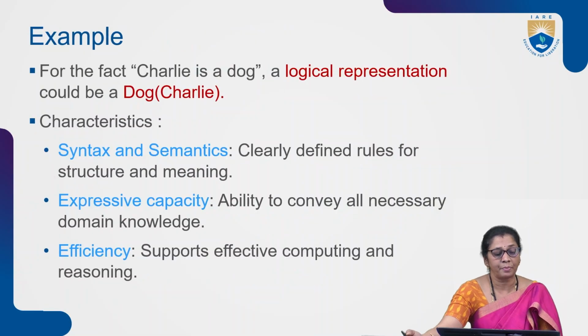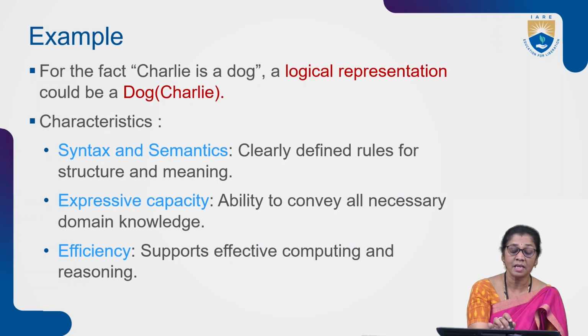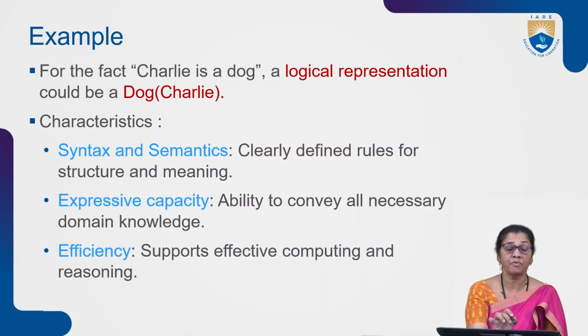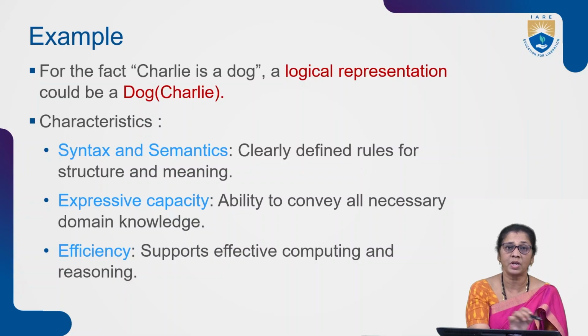And one more example is, for the fact we are saying Charlie is a dog. The logical representation of how we write it is dog, and in the bracket we write Charlie. This means we are trying to make the computer understand that Charlie is a dog in a very short representation form. We can even say that we are writing in a symbolic way.